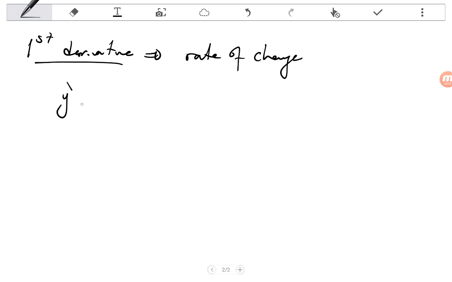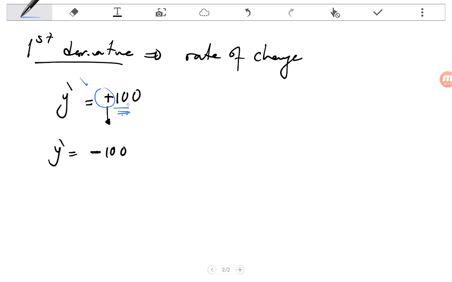If I tell you, for example, that y dash at some point is plus 100, what does that mean? What does the sign of the derivative mean? Do you remember? What is the difference between this and minus 100? The sign represents if the function is increasing or decreasing. So remember, the sign indicates whether the function is increasing or decreasing.